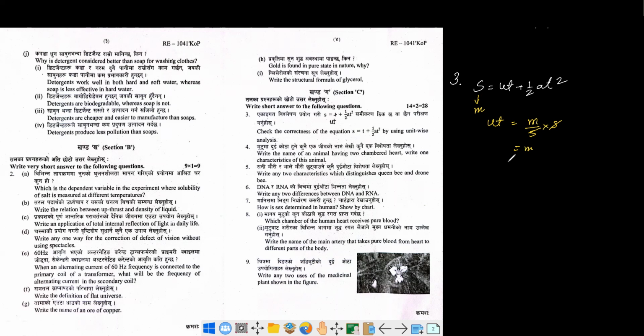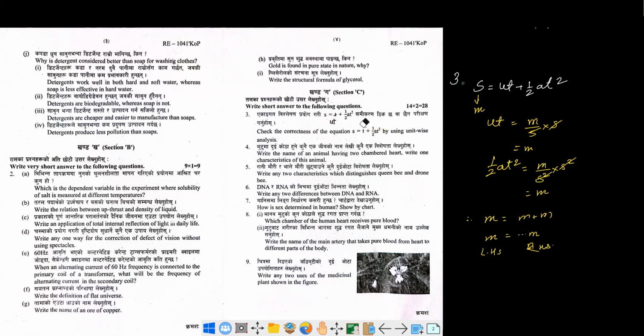Let me check 1 by 2 at square. 1 by 2 is a constant, it doesn't have any unit, so it is a unitless quantity. Otherwise, a means meter per second square, into t square means second square. So second square is also cancelled. That's why here m equals m plus m. We are just taking units. m plus m results in m. So the unit of LHS and the unit of RHS are the same. That's why this is correct according to unit-wise analysis.